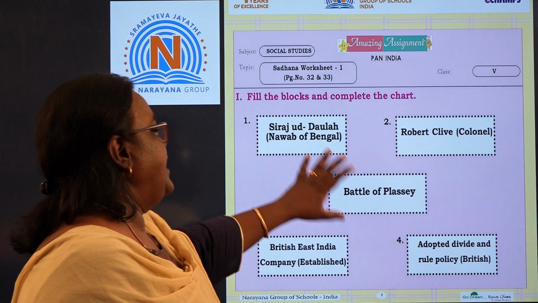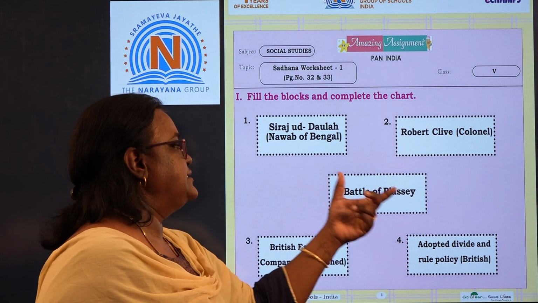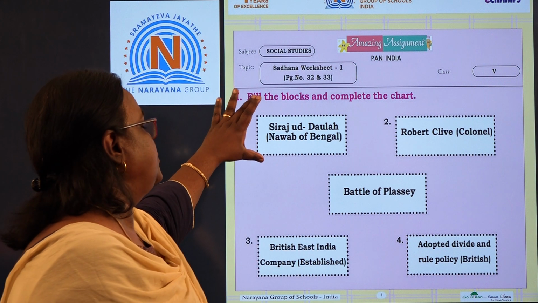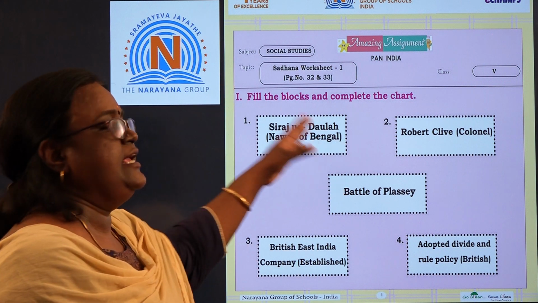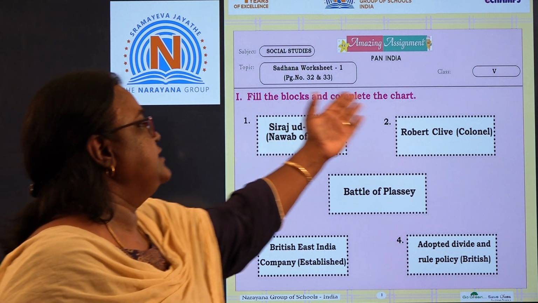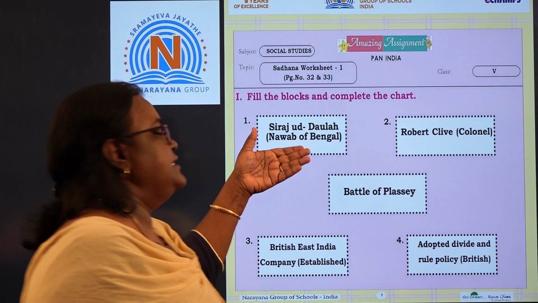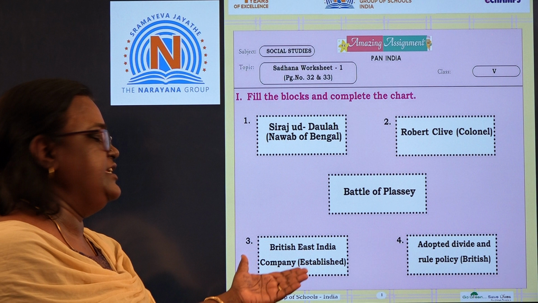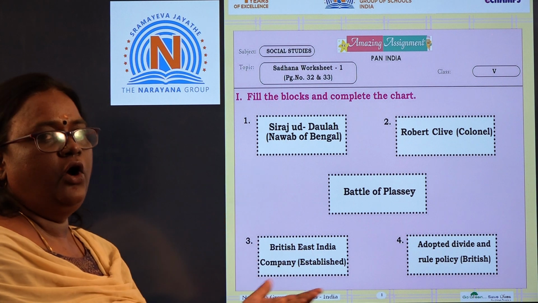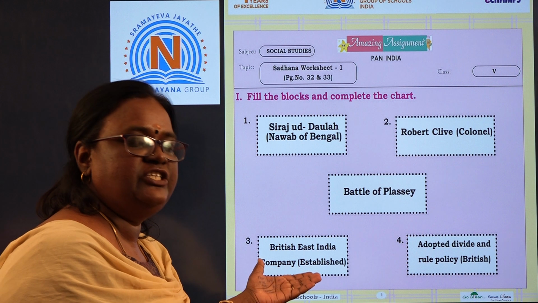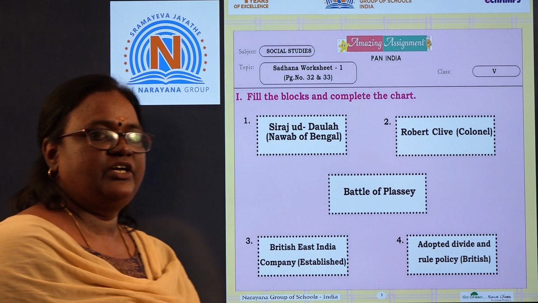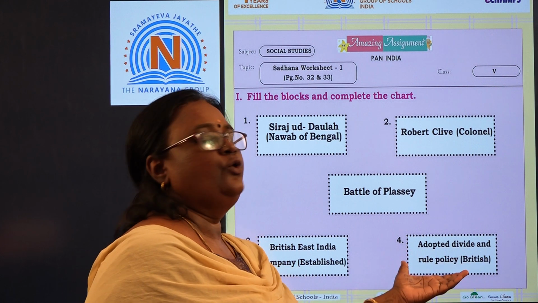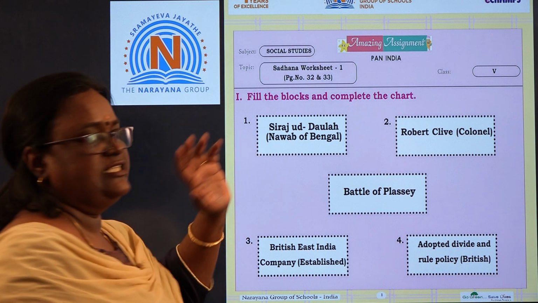So in this chart, we have this battle. We are going to talk about this Battle of Plassey, which happened in the year 1757. The first person to start this is Sirajuddaulah. He is a Nawab of Bengal. He fought against Robert Clive. So finally Sirajuddaulah got defeated. The British East India Company was established. From there you all know how the story started. From the British East India Company only, all the freedom struggle was started. The first rule we were made to adopt is the divide and rule policy. Okay, so this is the first page of this.